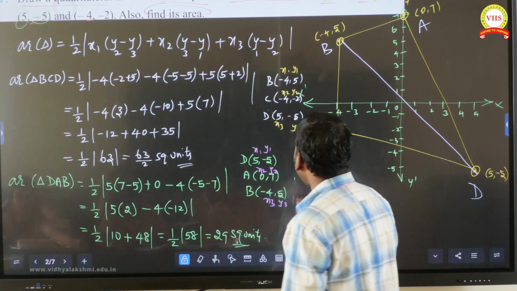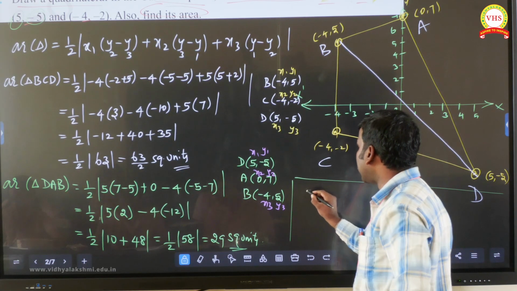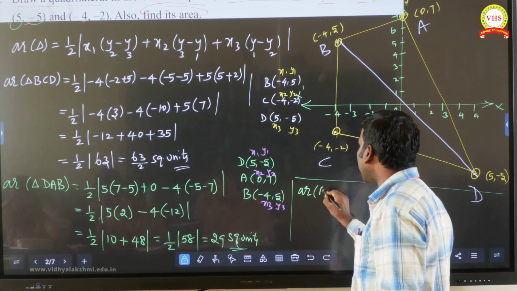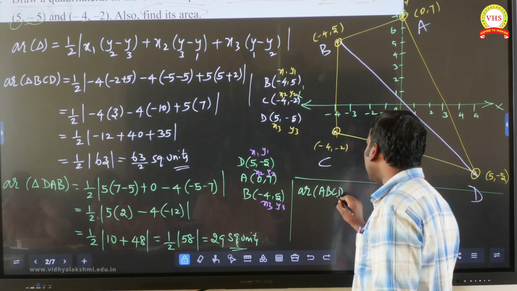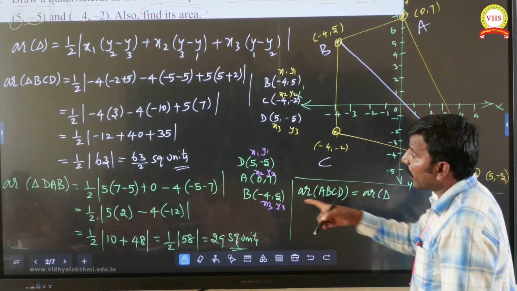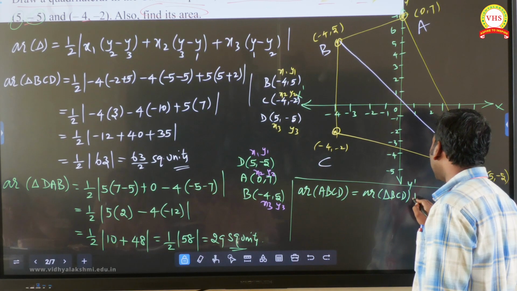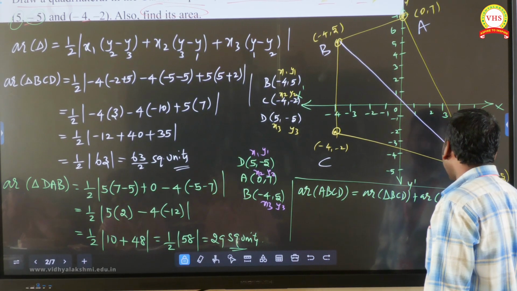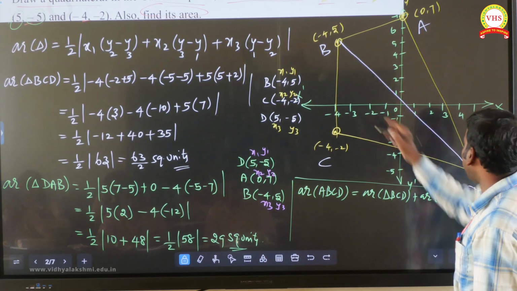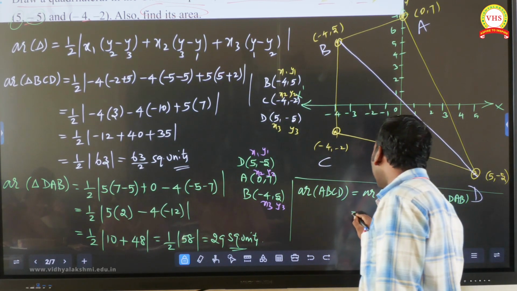We have to find the area of the quadrilateral. So area of quadrilateral, what is the idea I said? Area of quadrilateral ABCD is equal to area of triangle BCD plus area of triangle DAB. We have to add both the values.